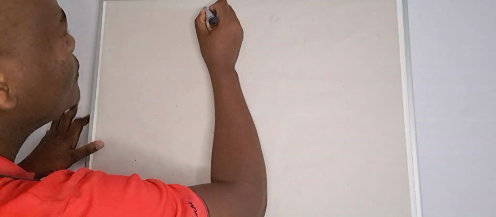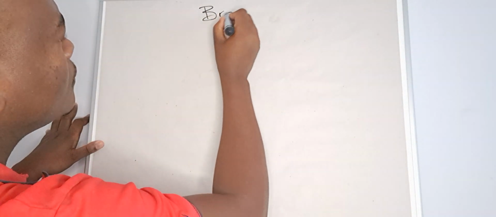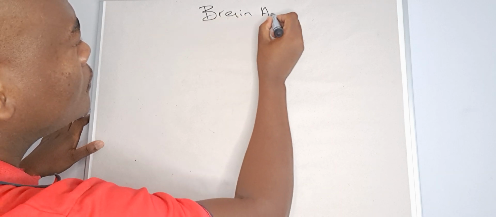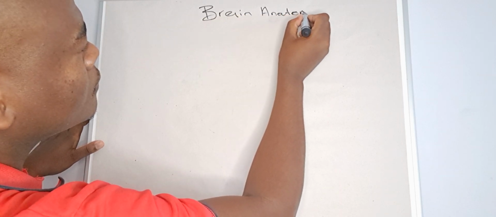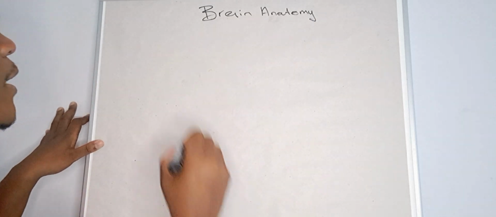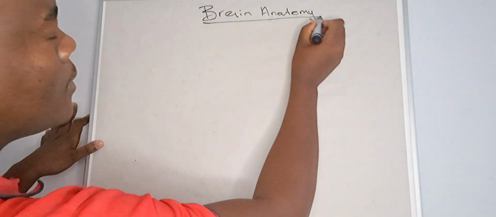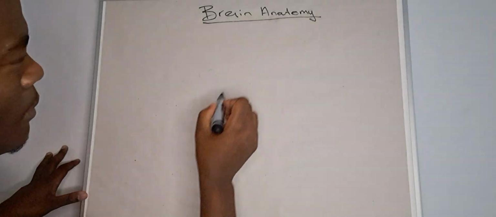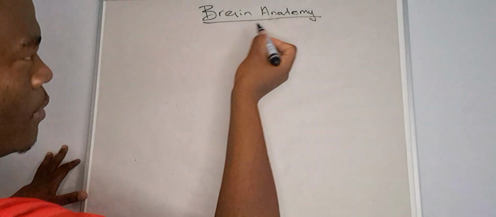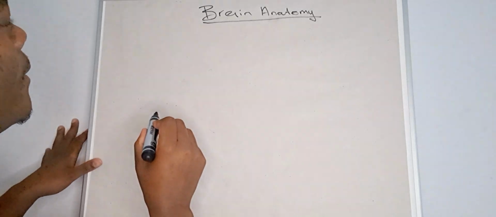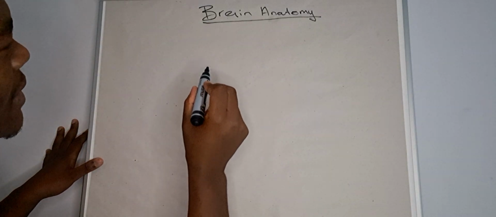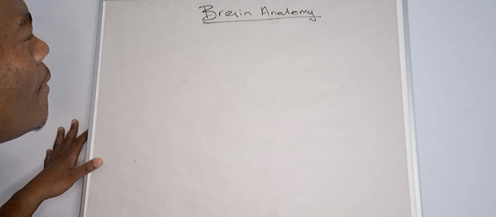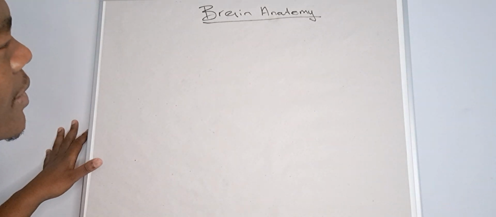Today, I want us to think about the brain, brain anatomy. Another name for brain is encephalon, but because we are focusing on matriculant, a brain in this manner will be just okay. The best way to learn something in biology is to draw it.